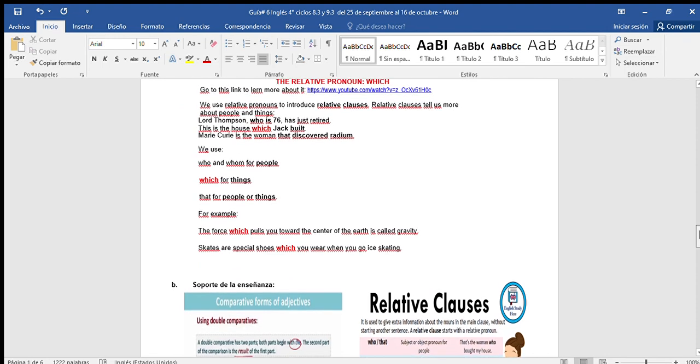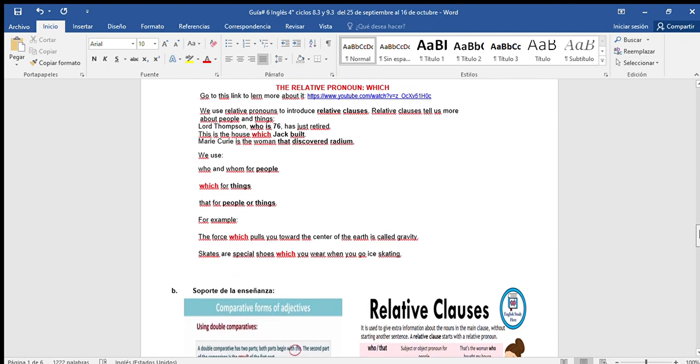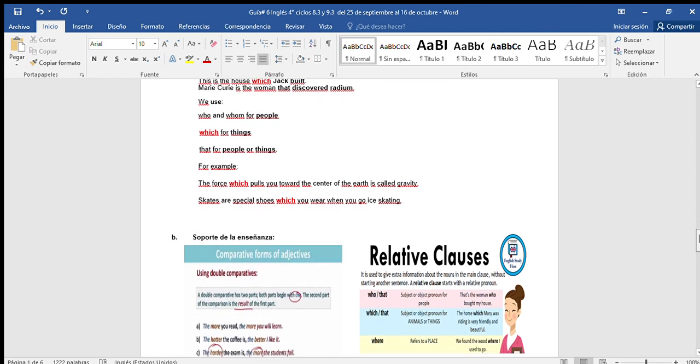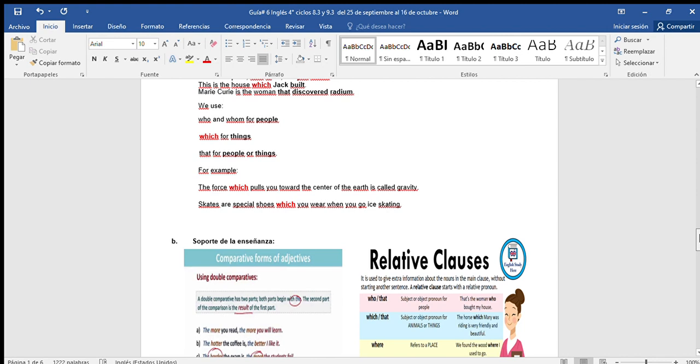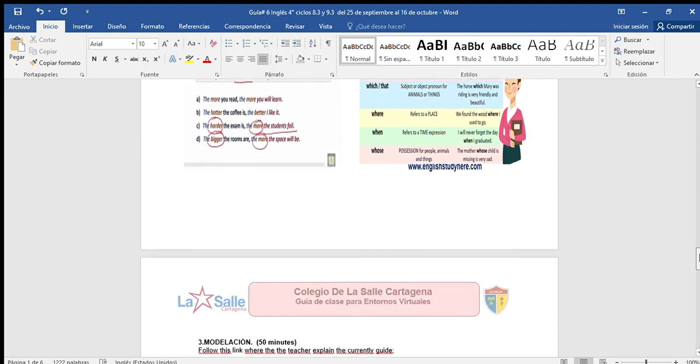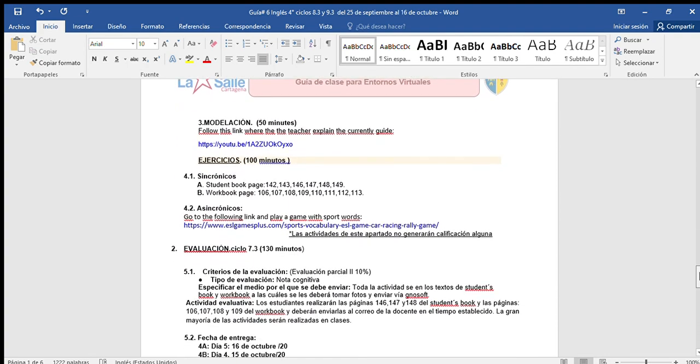We use which when we want to make relative clauses and we want to talk about things. For example, the force which pulls you toward the center of the earth is called gravity. Another one, skates are special shoes which you wear when you go out skating. These are some pictures related to the topic, and this is the exercise.